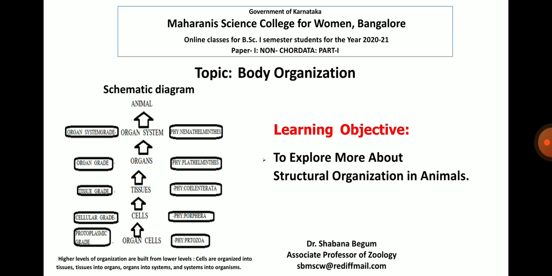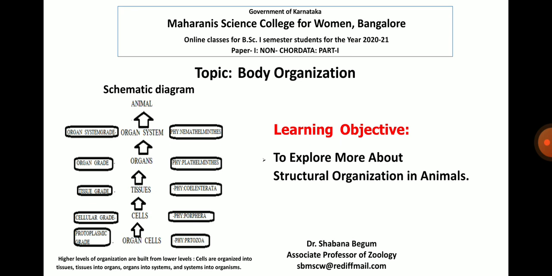Today, let us discuss body organization, one of the topics under Unit 1, that is animal architecture. The topic will give you an insight as to how the body of an organism is structurally organized. So, the learning objective of this topic is to explore more about structural organization in animals.